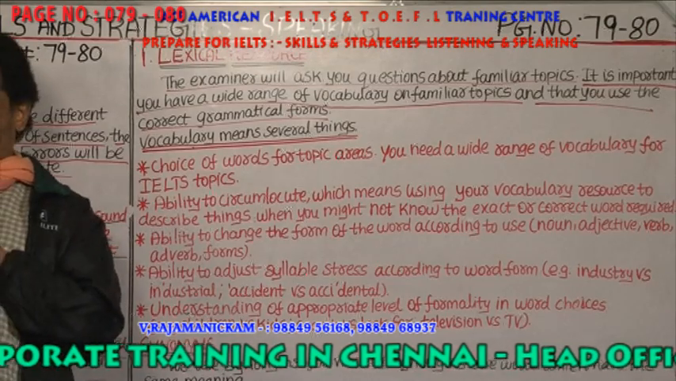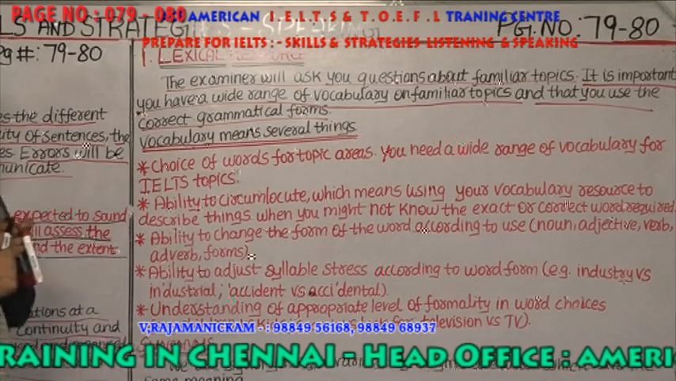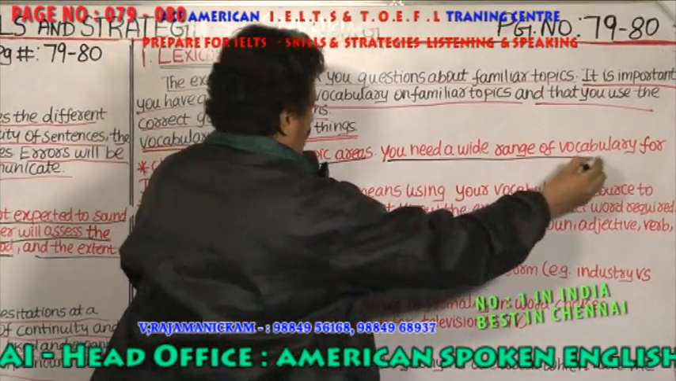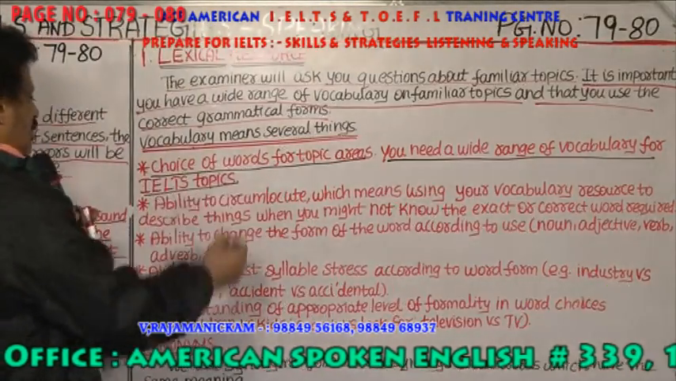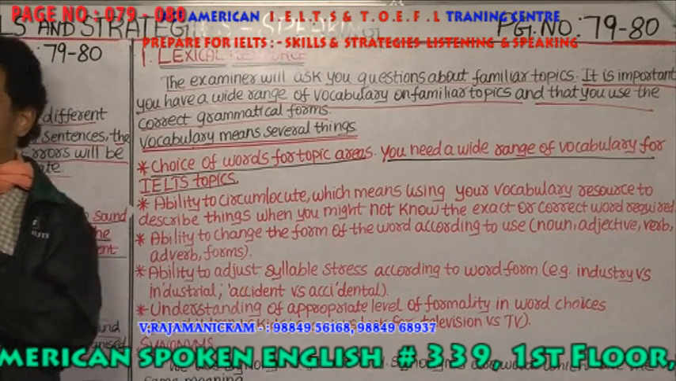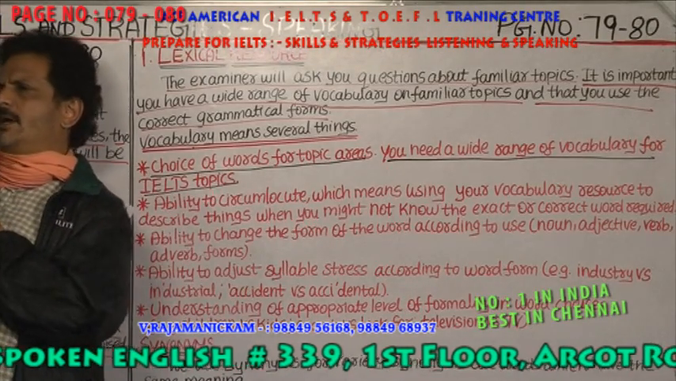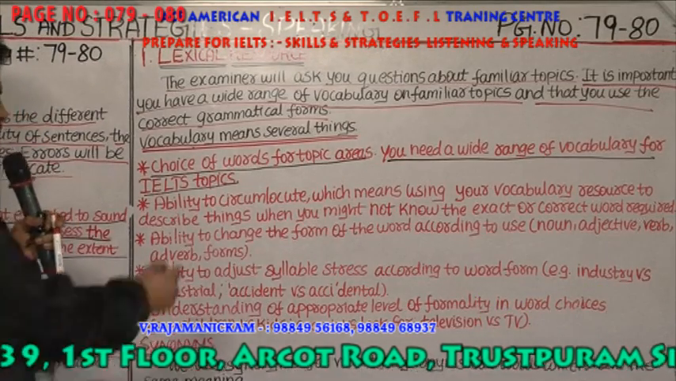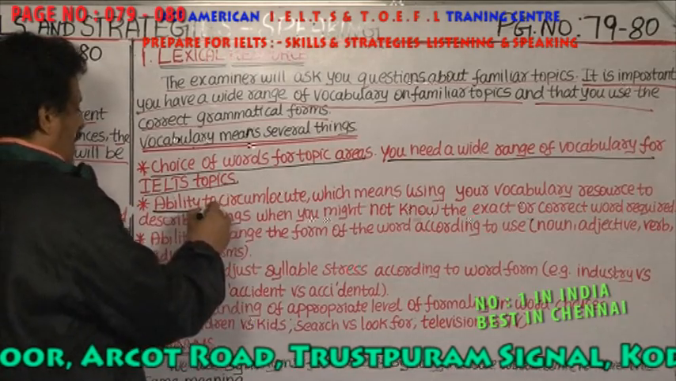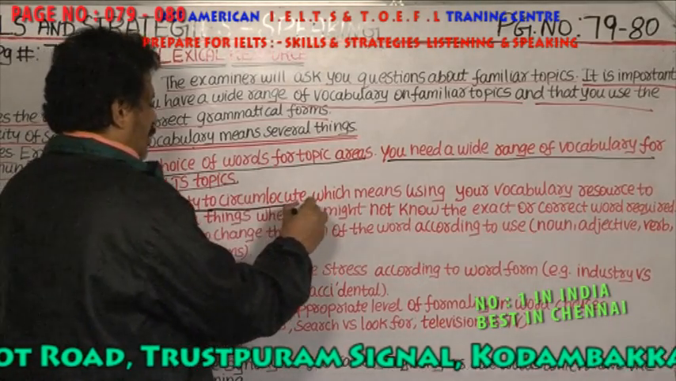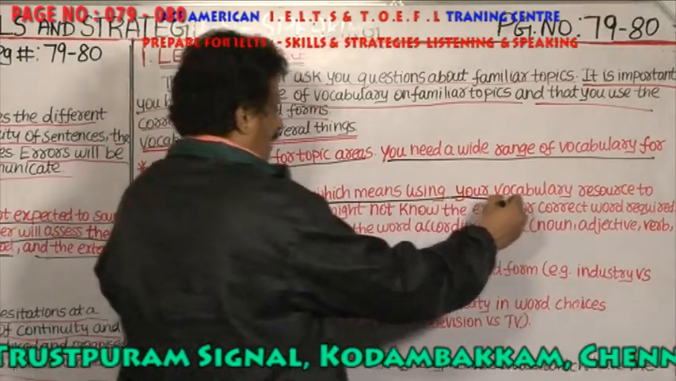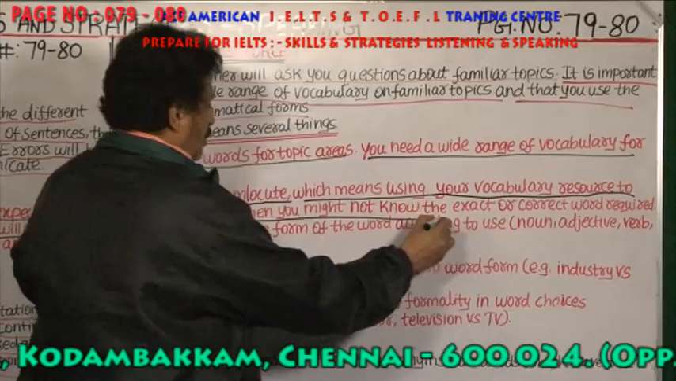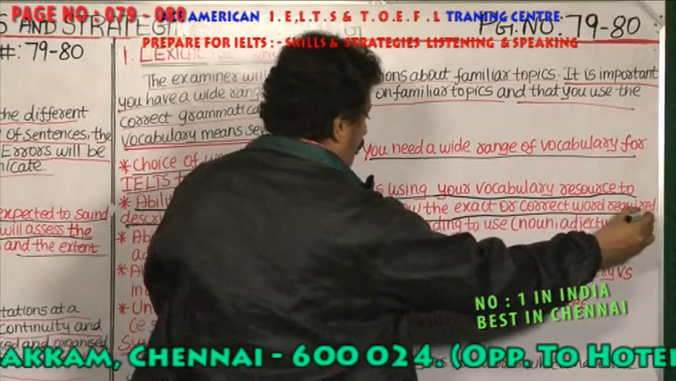Next, number 2 is your ability to circumlocute, which means using your vocabulary resource to describe things when you might not know the exact or correct word required. See, you speak about politics. You want to say something. You don't know the vocabulary. Then you are using some other vocabulary to tell the meaning. Some other words to tell the meaning. Able to understand? That is called circumlocute.